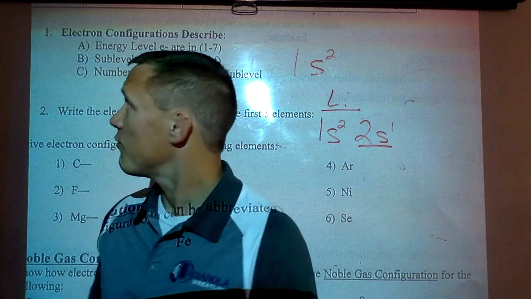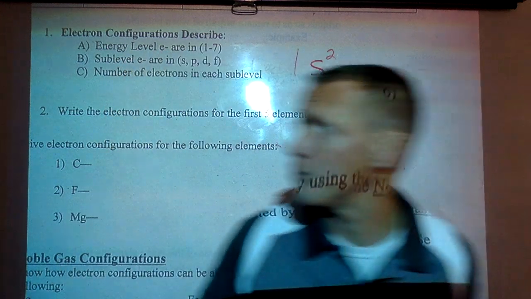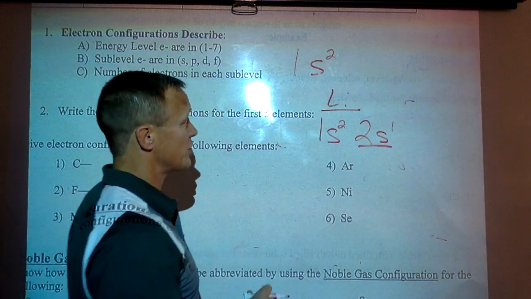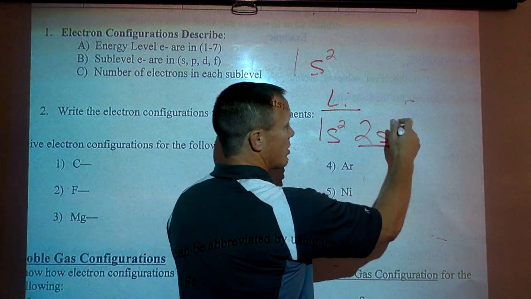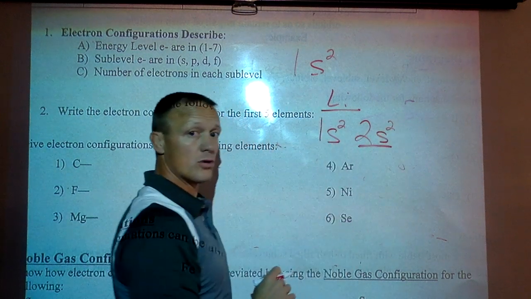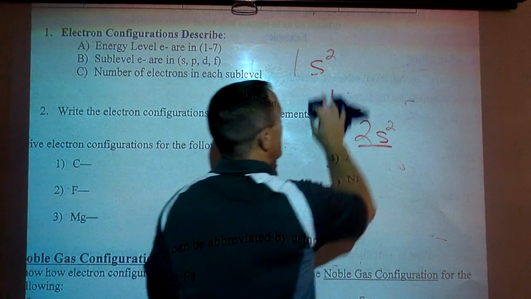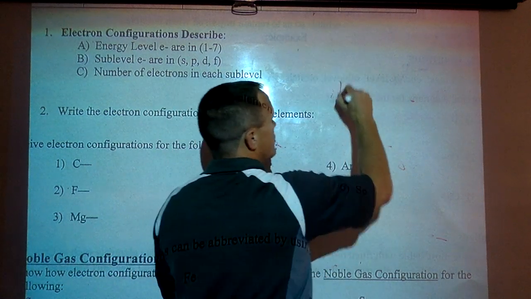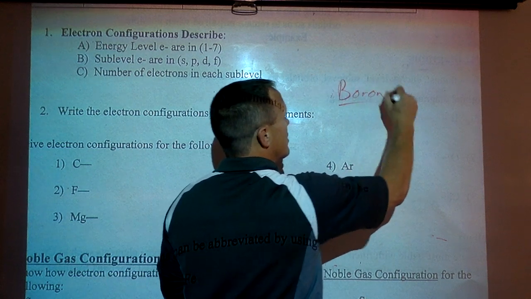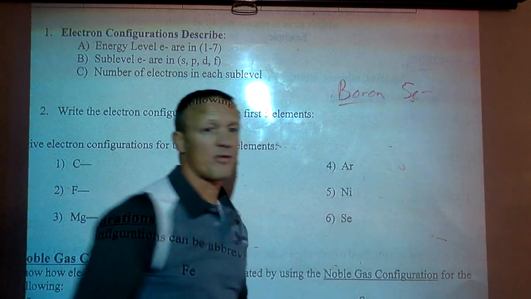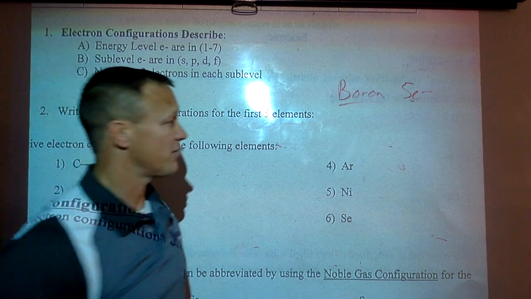All right. If we were doing beryllium, which has 4 electrons, this would just become 1s2, 2s2. 2 electrons there, 2 electrons there. Let's do boron. Boron is element number 5, has 5 electrons.